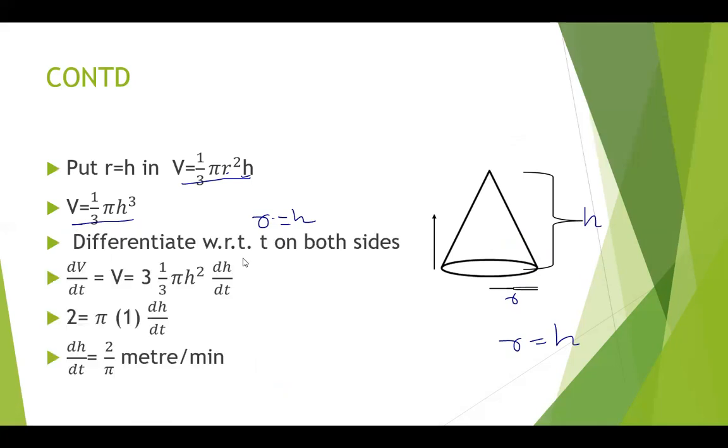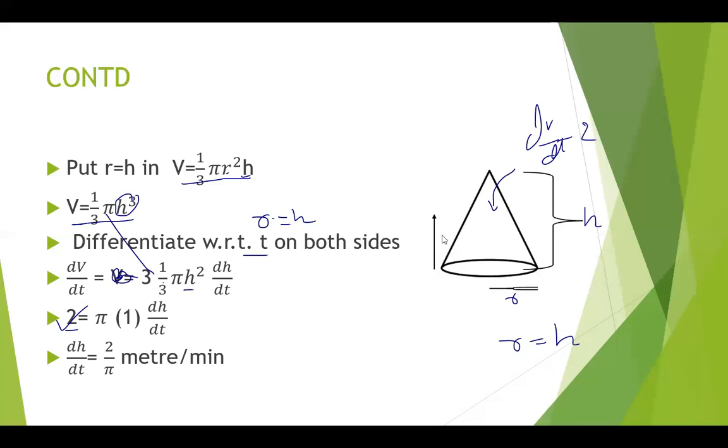Now I differentiate with respect to t on both sides. dV by dt is equal to 1 by 3 as it is, 3h square into dh by dt, pi as it is. The 3 cancels. Sand is pouring on the ground means dV by dt, the volume, is increasing at the rate of 2 cubic meters per minute, which they have given. So I consider it as 2.